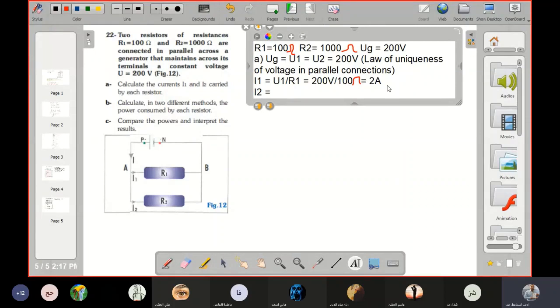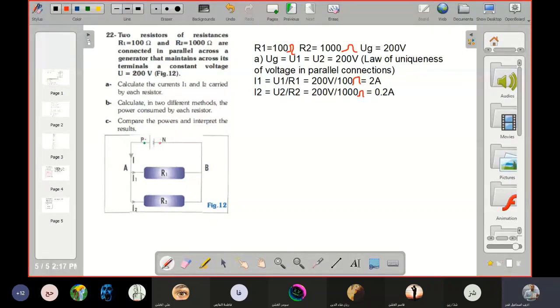Yes, continue. I2 equals U2 over R2, equals 200 over 1000, equals 0.2 amperes. Okay, thank you. This was part A.